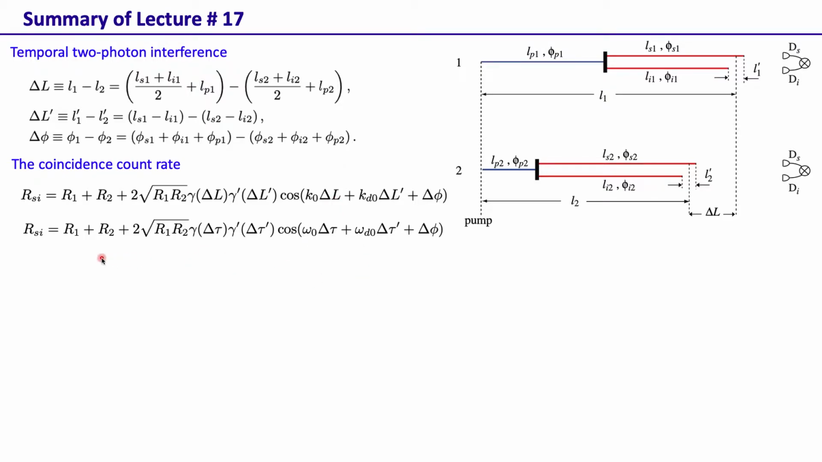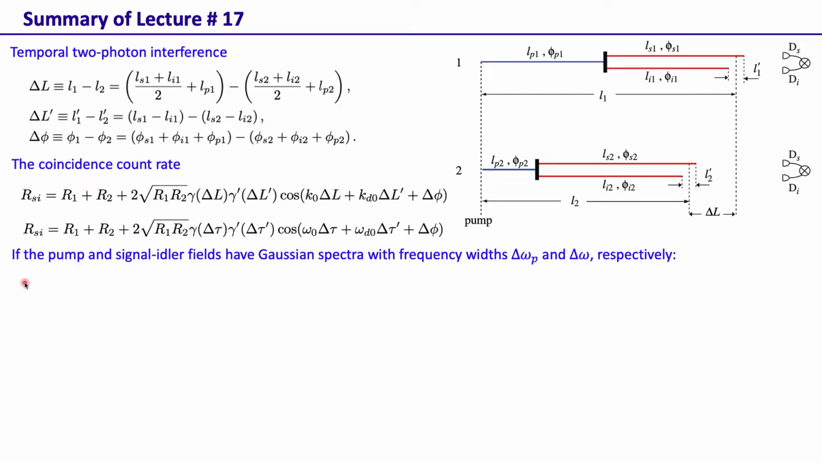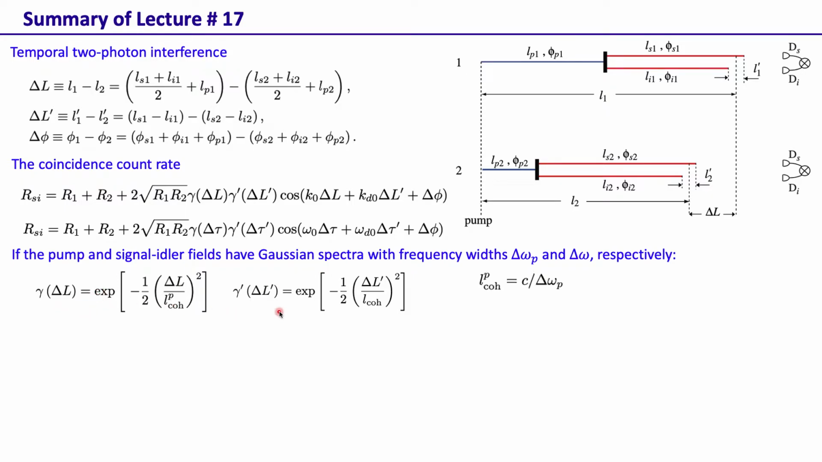This was derived very rigorously without reference to any particular two-photon interference, but for a general two-photon interference. And we saw that if the pump and the signal and idler fields have Gaussian spectra with frequency widths delta omega p and delta omega, then these time averaged coherence functions gamma and gamma prime can assume this form. This was more for illustration, because gamma and gamma prime can take any functional form, but if the spectra are Gaussian, then of course gamma and gamma prime will have a Gaussian form.